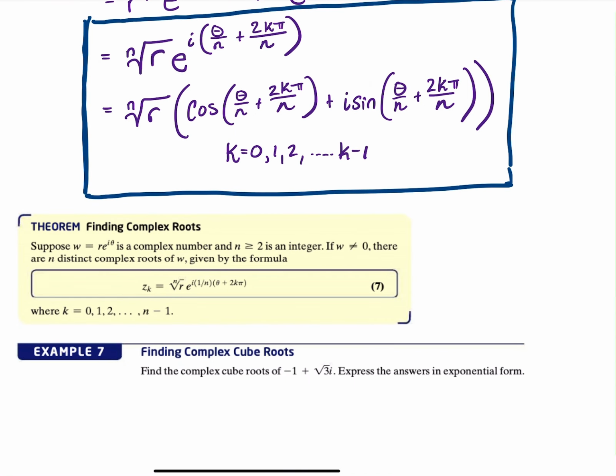And that's what it's writing out here in the text, the theorem. So they are taking a root, so the nth root of our r value. They're writing this a little bit differently here, but there's our division by n, and then there's our angle with all coterminal angles. So I'm basically distributing that 1 over n to both terms.